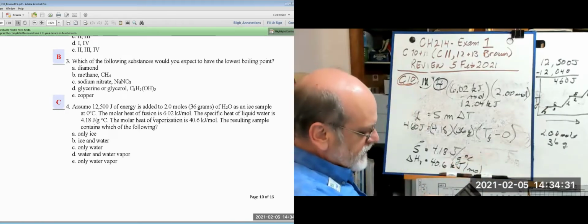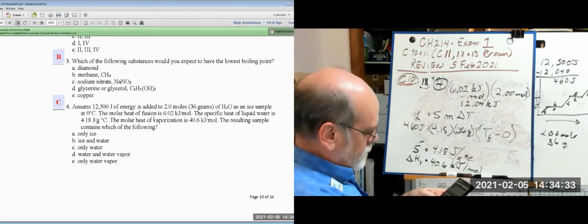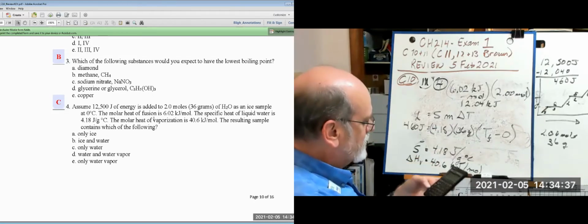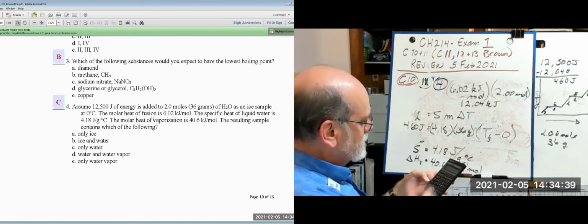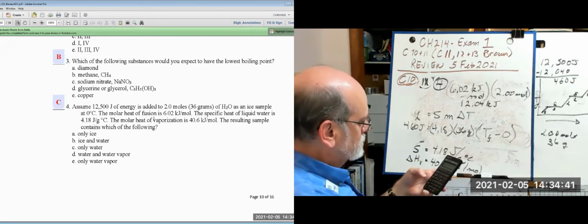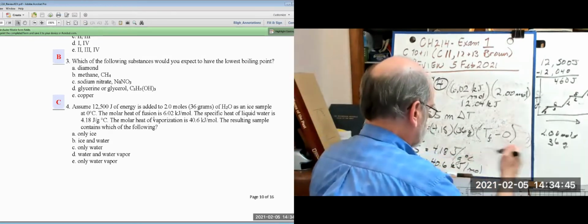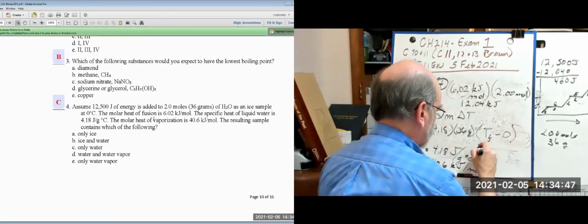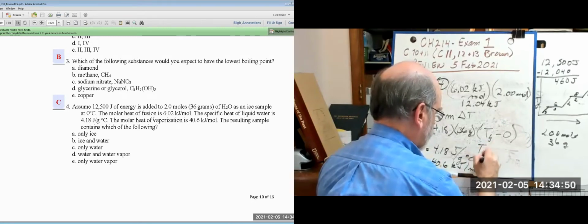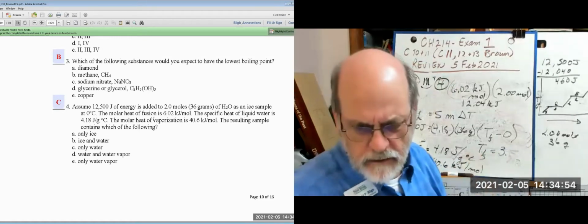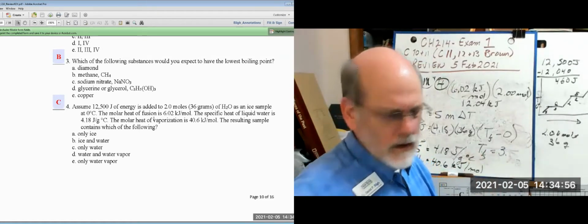So 460, 4.18 divided into that, and 36 divided into that is 3.6 degrees. Actually, it's 3.1 degrees.